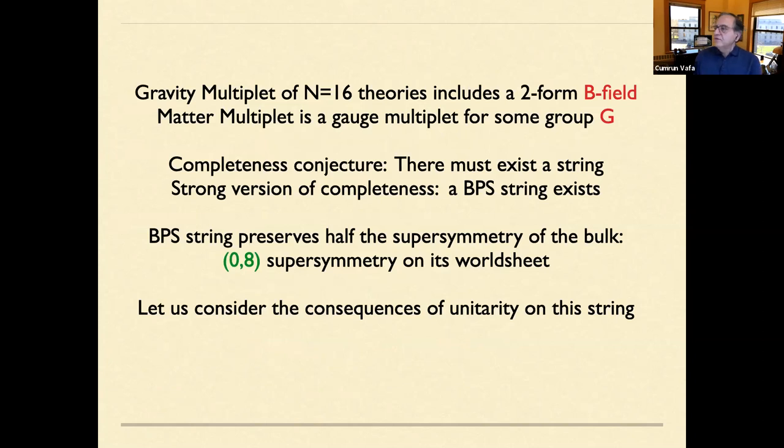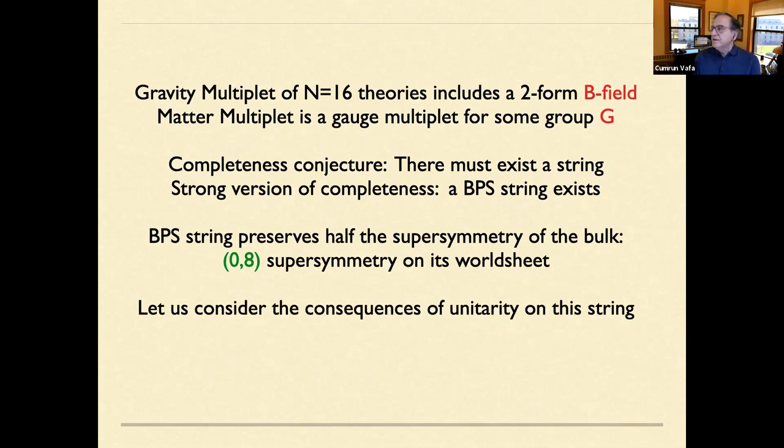The gravity multiplet of N=1 theories in ten dimensions includes a two-form B field and a matter multiplet, which is a gauge multiplet for some group G. Specifying just what the group is specifies the low energy degrees of freedom of the theory completely. The completeness conjecture suggests that there must exist a string. That's because there's a B field. And if you look at the BPS strings, you find that there's a BPS brane, and therefore this strong version of the completeness suggests that there's a BPS string as well.